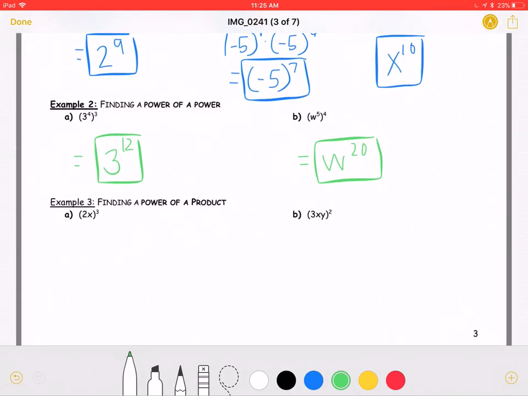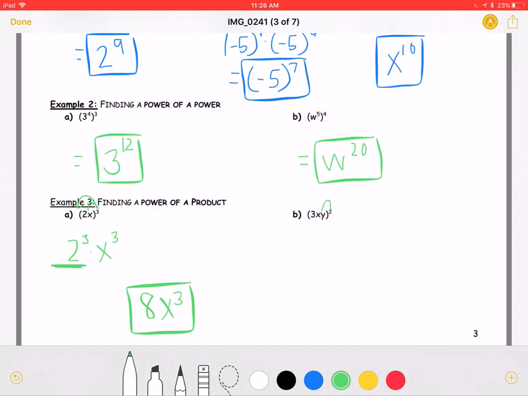Last example, finding a power of a product. It's like we distribute, we give that power to each term inside your parentheses. So I'll have 2 to the 3rd times X to the 3rd. You can evaluate it further. Whenever you can evaluate these, you can. So like 2 times 2 times 2, or 2 to the 3rd power would give us 8x cubed.